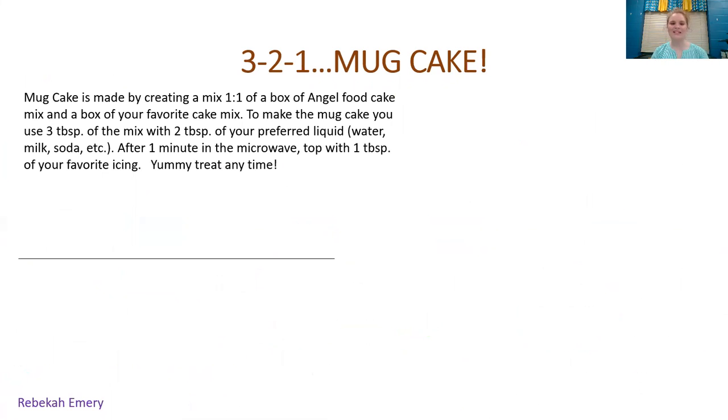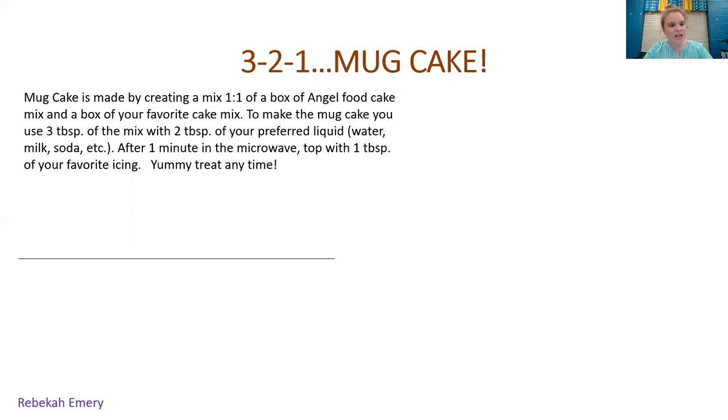Moving on to mud cake. 3, 2, 1 mud cake. So mud cake is made by creating a 1-to-1 mix of a box of angel food cake mix and a box of your favorite cake mix. To make the mud cake, you use 3 tablespoons of the mix with 2 tablespoons of your preferred liquid. Water, milk, soda, just anything you feel thirsty for. After 1 minute in the microwave, top with 1 tablespoon of your favorite icing, and it's a yummy treat anytime.